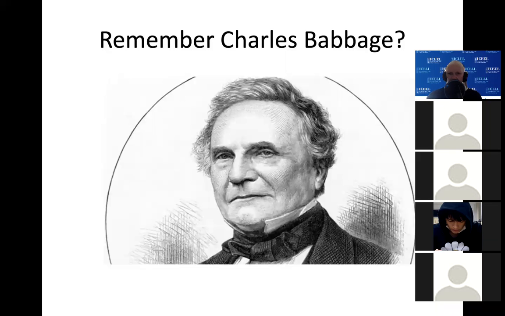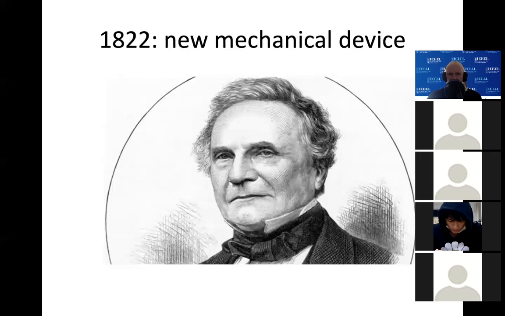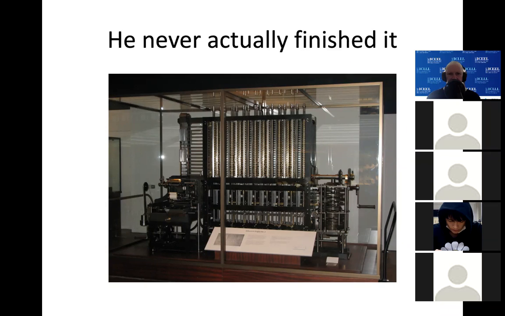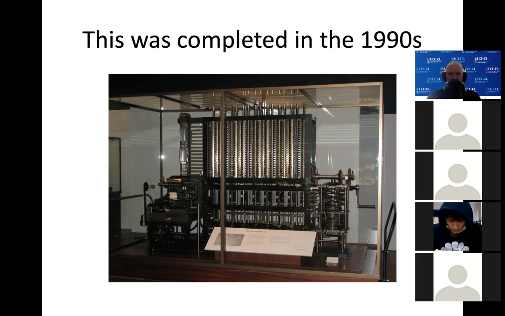Just to remind you about Charles Babbage, right? I think it's an interesting little story. 1822, he came up with a new mechanical device. We mentioned this last week. It's the difference engine, yes. And you see this huge thing, right? They didn't actually build this. I'm not sure if this is actually the difference engine or the analytical engine. They didn't actually build this at the time, but he designed it. They never actually finished it. But you see the size of this thing. They did actually build it in the 1990s, quite recently.